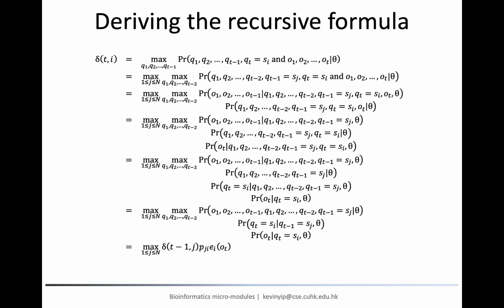A formal proof of the recursive formula is shown here for those of you who are interested. You are again encouraged to do the derivation by yourself, and it will require only the three basic probability rules that we introduced in the previous module.